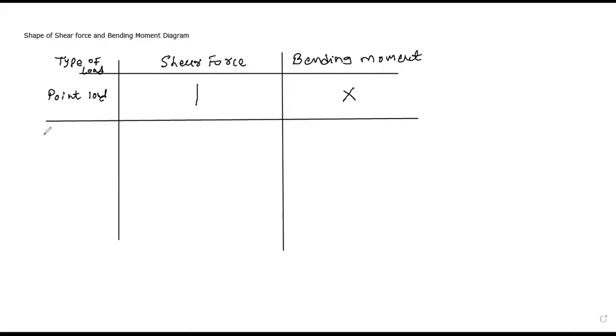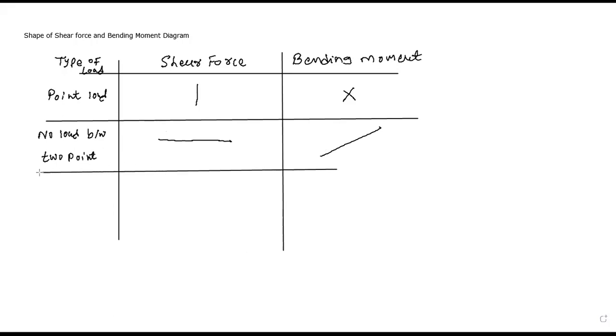If there is no load between two points, in that case, your shear force diagram is a straight horizontal line, and your bending moment diagram is an inclined line. Is it clear? Please confirm me. You need to remember these conventions. I will try to explain why this is a straight line and why this is an inclined line, all the concepts, if it is possible.